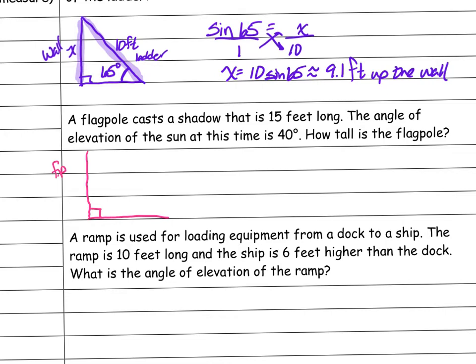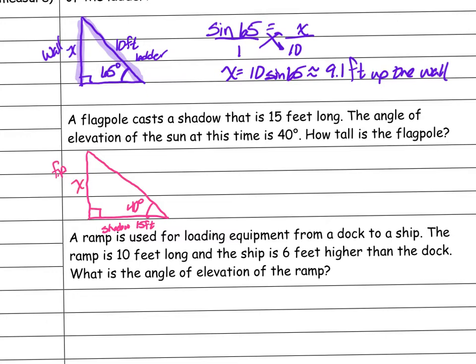Cast a shadow that's 15 feet long. So here's my shadow. The shadow is not in the air. I just want to say this, shadow's not in the air, shadow's on the ground. So this is my shadow down here. And it's 15 feet, okay? The angle of elevation of the sun at this time. So angle of elevation means I'm starting here and I'm looking up, okay, is 40 degrees, okay? How tall is the flagpole? So how tall is my flagpole?